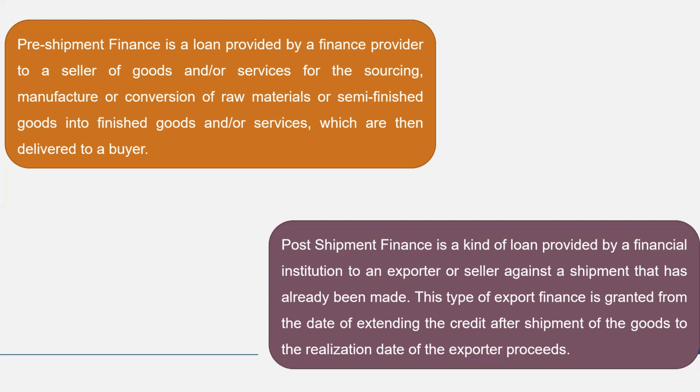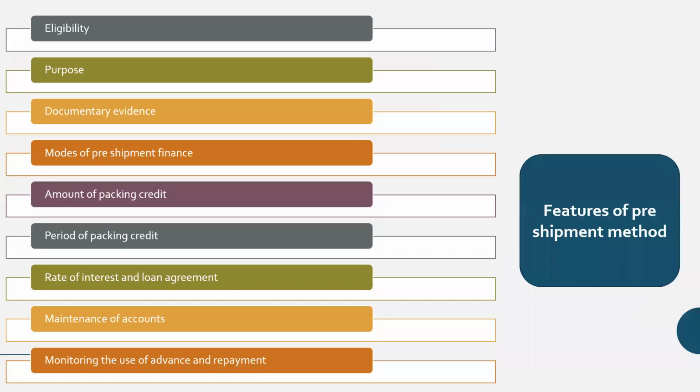Okay, so this was just the brief introduction or meaning of what we mean by pre-shipment and post-shipment finance. Let's go ahead and understand what are the features of pre-shipment finance. So these are just the pointers. You need to elaborate and explain every pointer in at least 5 to 6 lines.